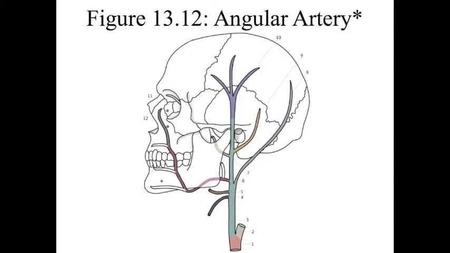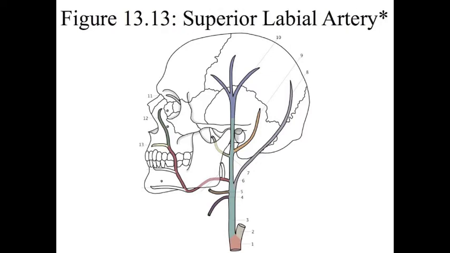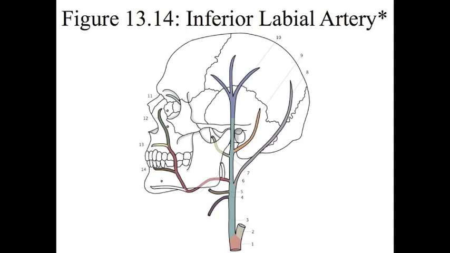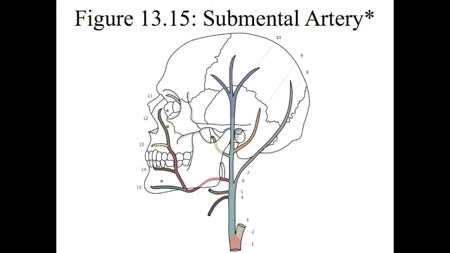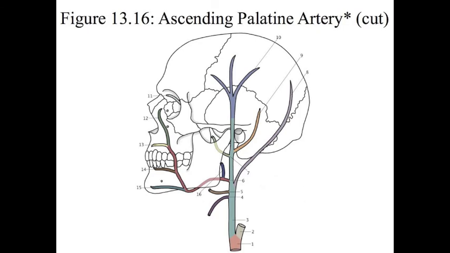These can be easily remembered if you remember ASISA, A-S-I-S-A. Number 12, for the first A, is the angular artery. Number 13, for the S, is the superior labial artery. Number 14, for the I, is the inferior labial artery. Number 15, for the second S, is the submental artery. Number 16 is the last A of ASISA, the ascending palatine artery.